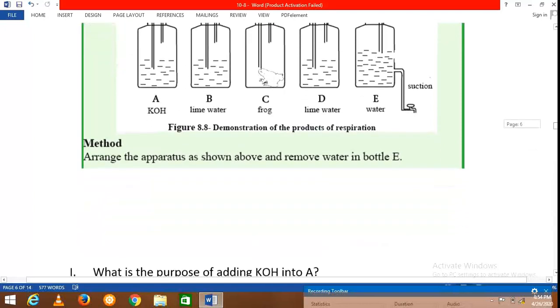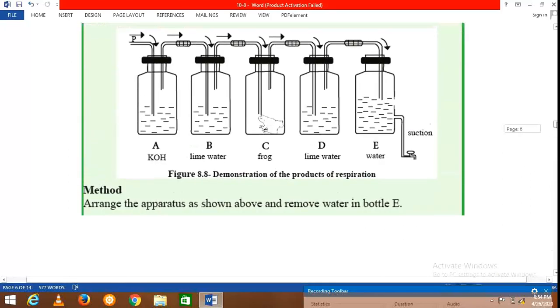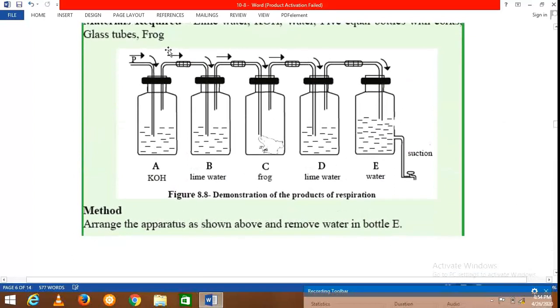Then we'll move on to the questions based on this. What is the purpose of adding KOH into A? Potassium hydroxide is added into A in order to absorb carbon dioxide gas which is coming from outside. Normal air enters from P, and carbon dioxide in that air is absorbed by potassium hydroxide. Then we know that there is no carbon dioxide in the air which is passing from bottle A to B.